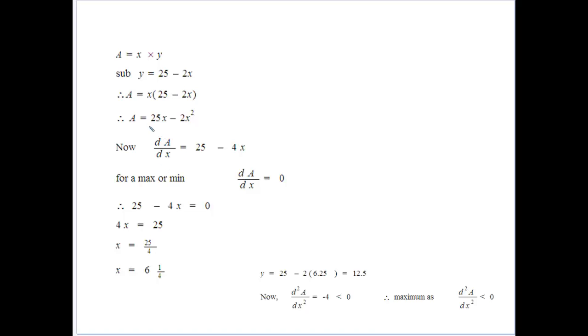Again, to get our maximum or minimum area, we derive it and set it equal to 0. It's not a hard derivative, it's not a hard problem to solve for the value of x. So we get x is equal to 6 1/4. When x is equal to 6 1/4, we get y equal to 12 1/2. And we get our second derivative. Well, the second derivative of 25 minus 4x is just minus 4, which is less than 0, which makes it a maximum, because it's concave down. So that must be the maximum value we get when x is equal to 6 1/4 and y is equal to 12 1/2. There's our dimensions.